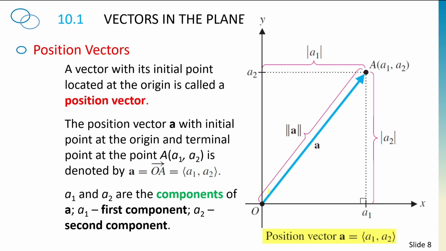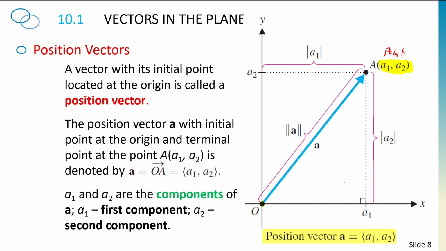So for the standard position, we start from the origin, and this is the terminal point. If I look at the point as an ordered pair, this point is the ordered pair (a1, a2). This vector, I can use this notation. Notice this is an ordered pair, like any normal point. So this is a point, and here this is a vector.